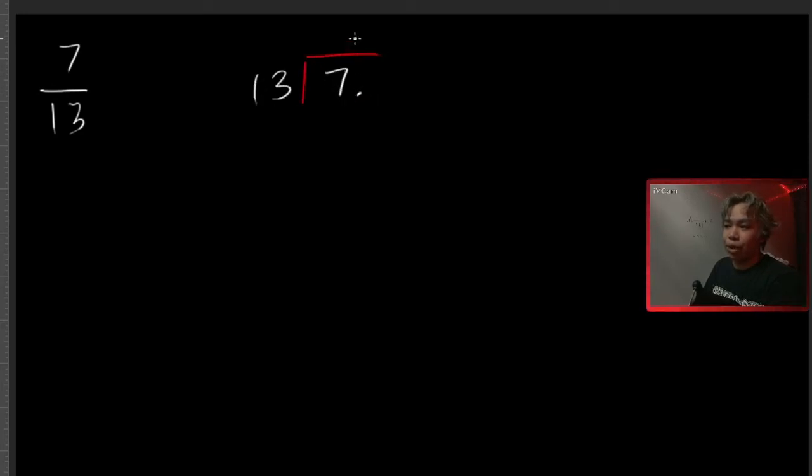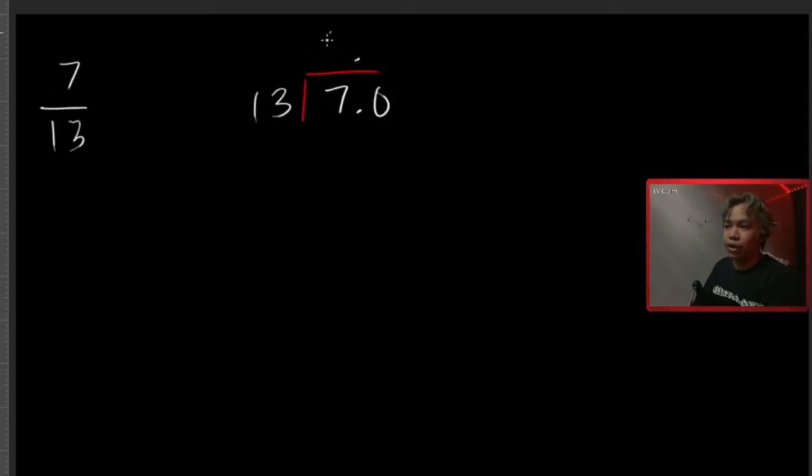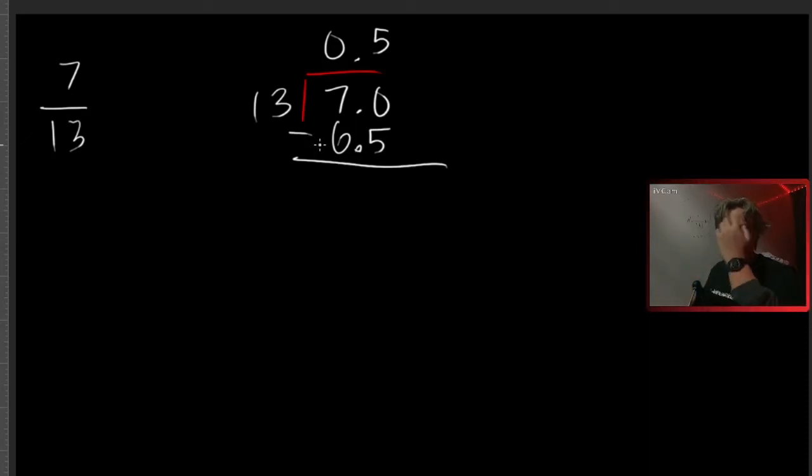Okay, next. So, 7 over 13. Convert natin sa decimal. So, 7 sa loob, 13 sa labas. So, add 0.0, and then 0 dito. So, ilang 13 meron sa 70? Ang sagot dyan is 5. So, 5 times 13 is 65. 6.5. Okay? So, minus nyo, 70 minus 6.5, 0.7. 7 minus 6.5, 0.5. Okay?